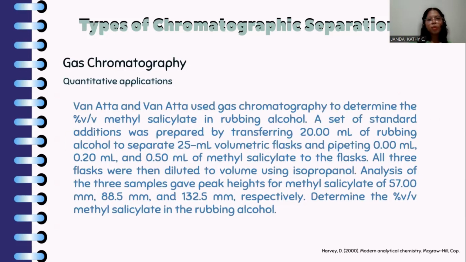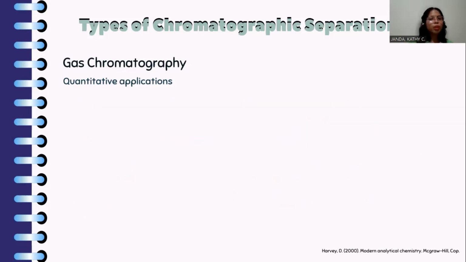As a practice, you may pause the video to answer the problem applying GC in the analysis of determining the concentration of methyl salicylate in rubbing alcohol. A quick solution to the problem.